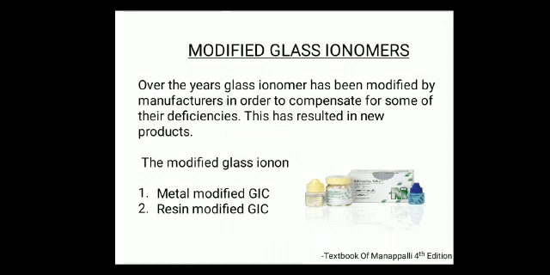Modified glass ionomers. We'll be discussing now the recent advances. Over the years, GIC has been modified by manufacturers in order to compensate for some of its deficiencies. This has resulted in new products. The modified glass ionomers are metal modified and resin modified.